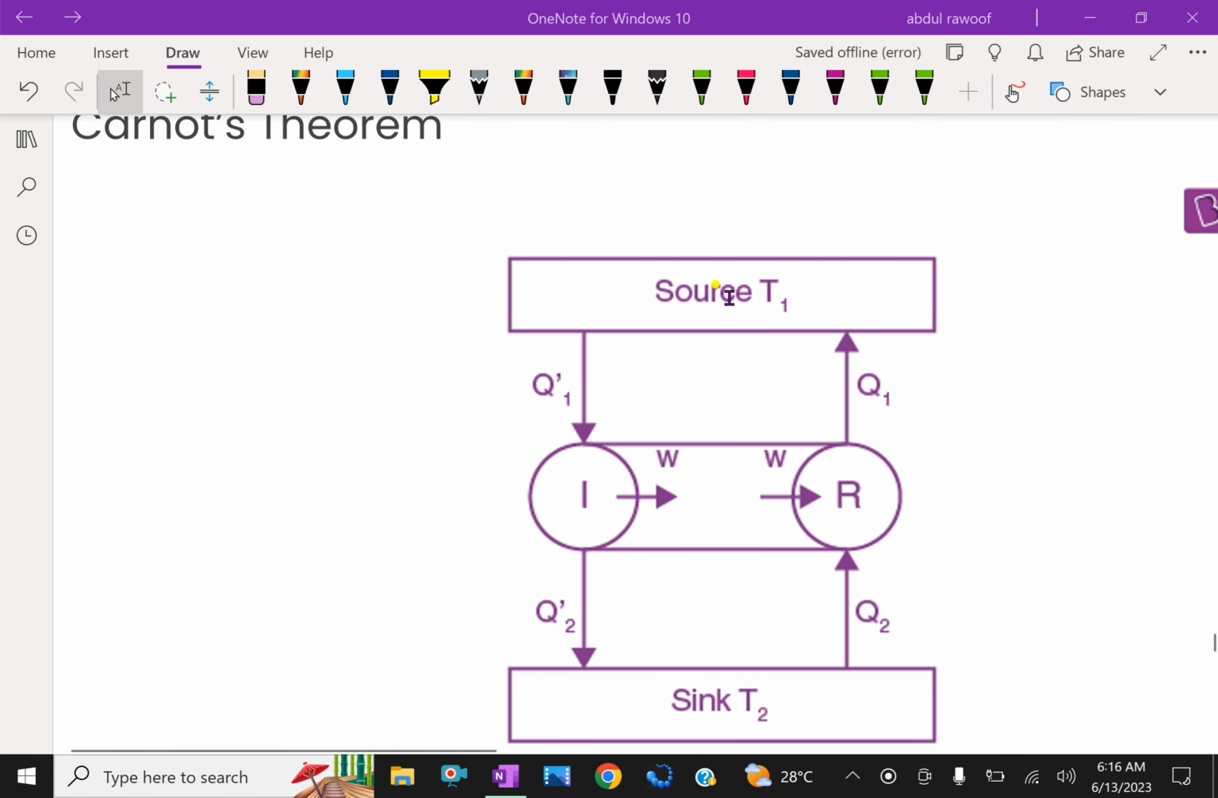Here, the heating source is here and the sink is here. The heat from the heat source is converted into work and goes to the sink at temperature T2. Therefore, the source temperature and the sink temperature are the important things in a Carnot cycle.